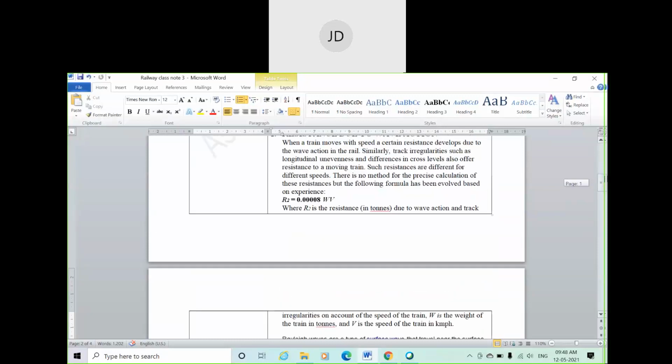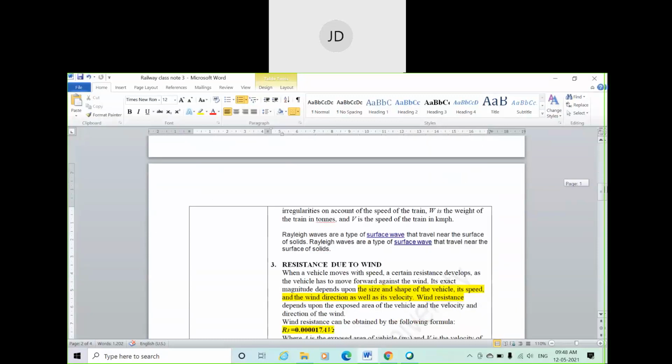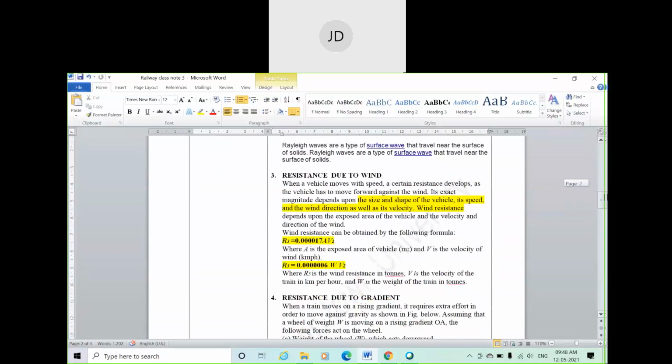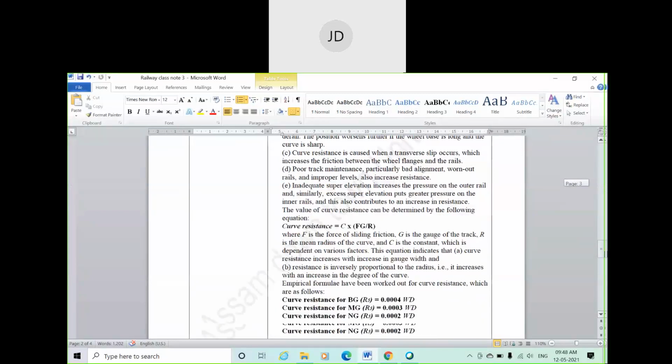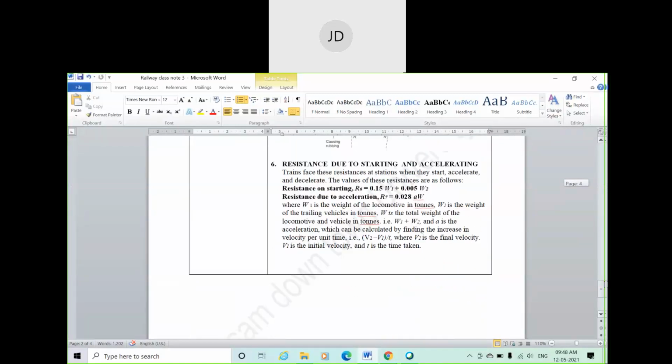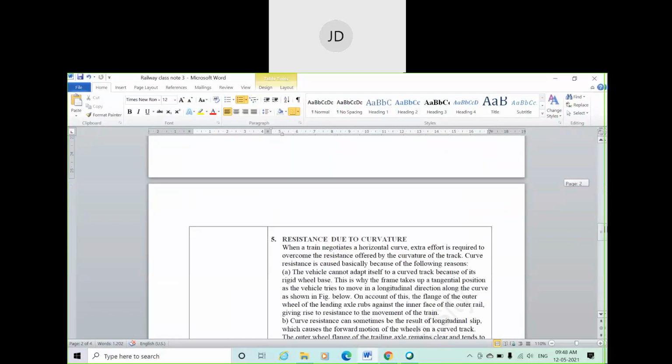I'll do one thing. I will skip this for now because I need some time to make you understand the resistance due to gradient, resistance due to curvature, and resistance due to accelerating. Let me check whether I can complete or not. I will try.